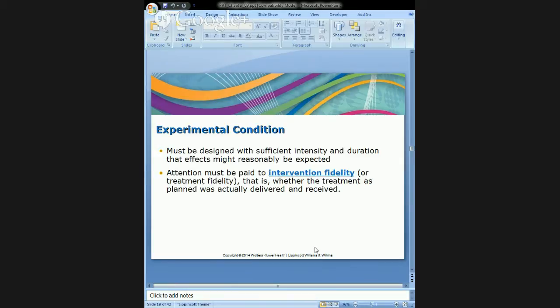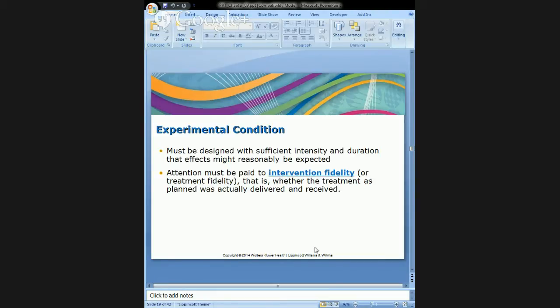Okay, the experimental condition or the intervention must be designed with sufficient intensity and duration that effects might reasonably be expected. And we talked a little bit about that with that biological testing.